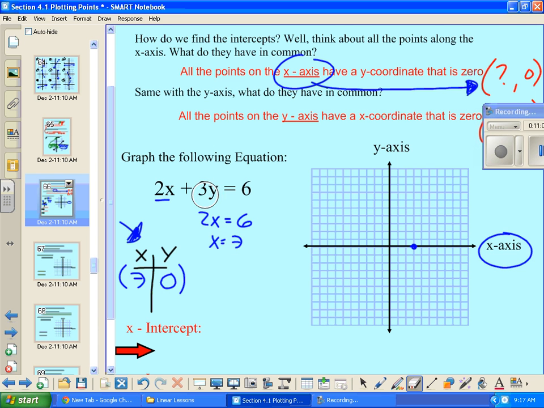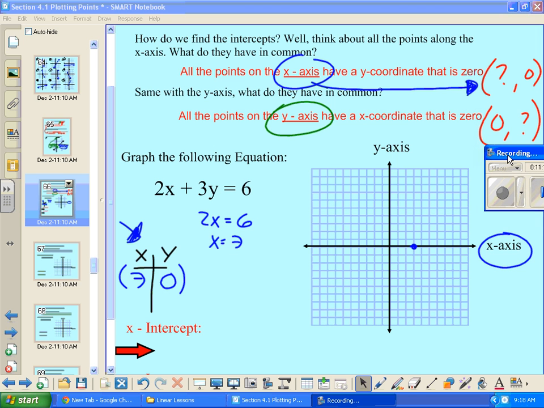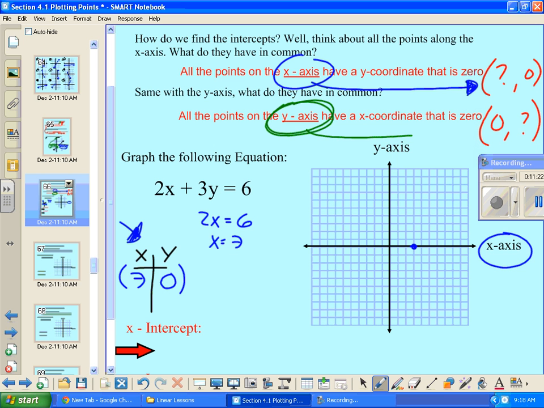Now if I go back to the original equation here again, and I'll do this part in green, I'm going to try to find the y-intercept. Well, what do I know about all points along the y-axis? I kind of got it covered up here by my recording, but what I know about all points along the y-axis is they have an x-coordinate of 0.